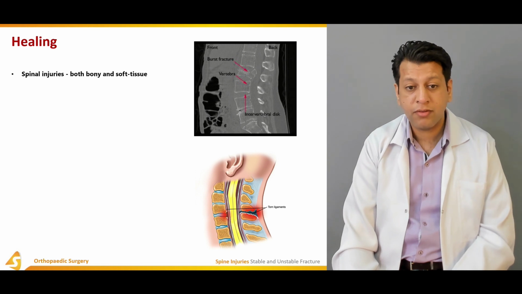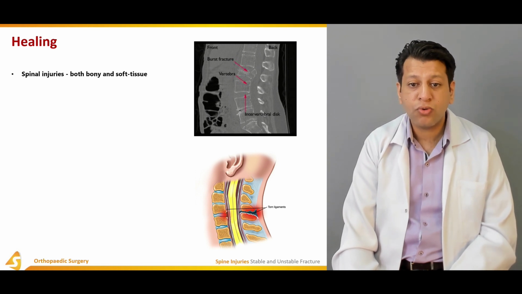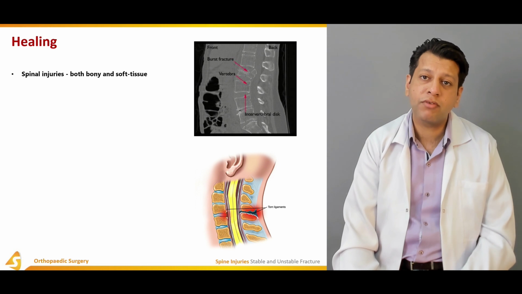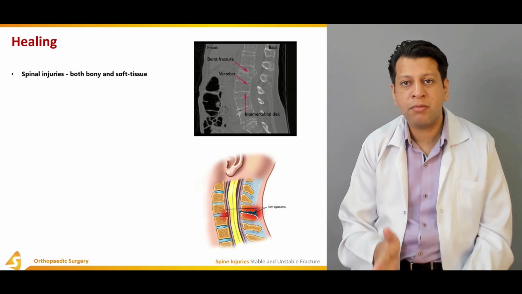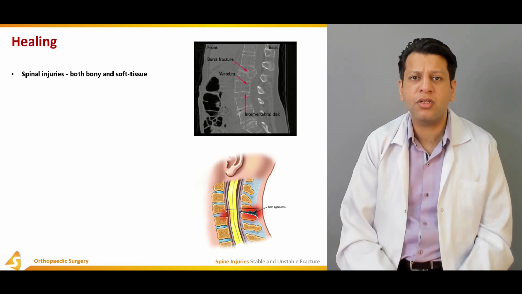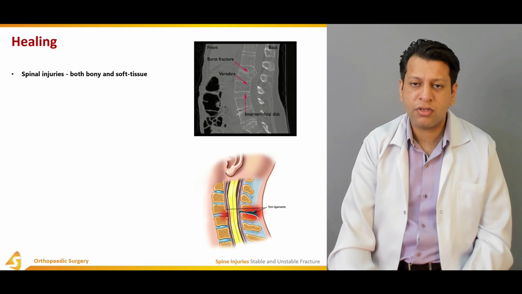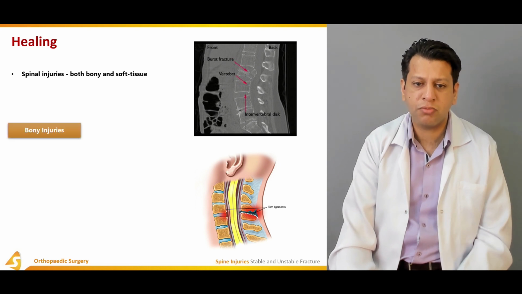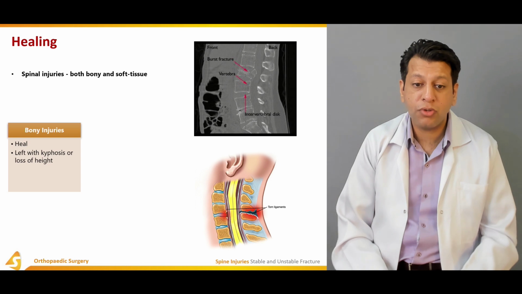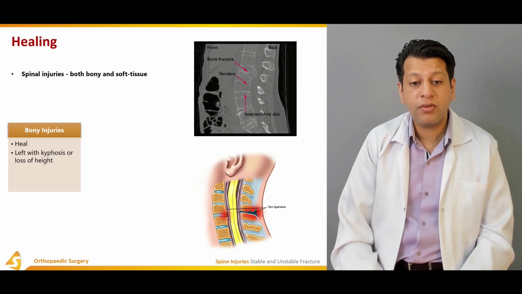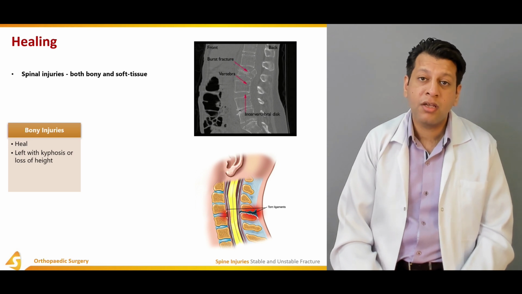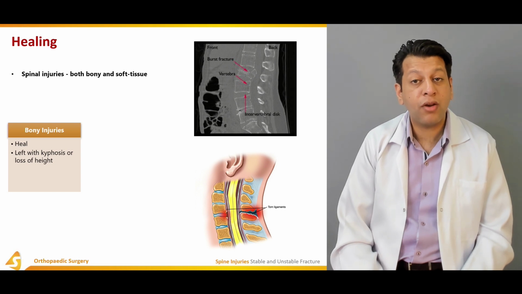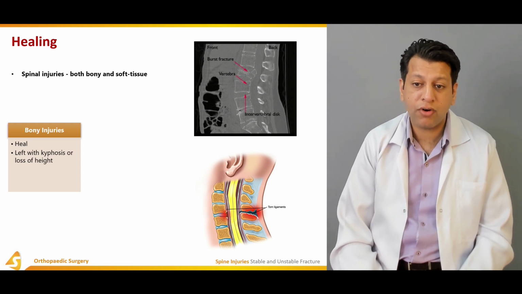Now coming to the healing. Spinal injuries could be bony or soft tissue. When we say soft tissue, we mean the ligaments which stabilize the spine: the anterior longitudinal ligament, the posterior longitudinal ligament, and multiple posterior element ligaments are involved as well. Now coming to the bony injuries, they usually heal, but if left to heal on their own, they usually develop kyphosis or loss of height. Why? Because if there is a burst fracture, there will definitely be loss of height later on, or if it's an anterior wedge type fracture, this would lead to a kyphotic element.